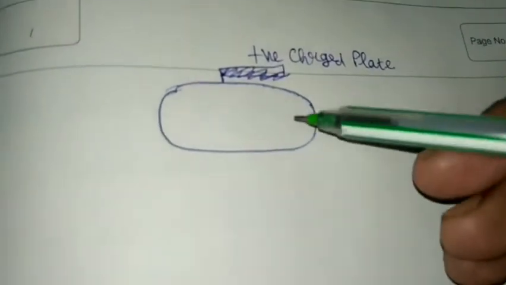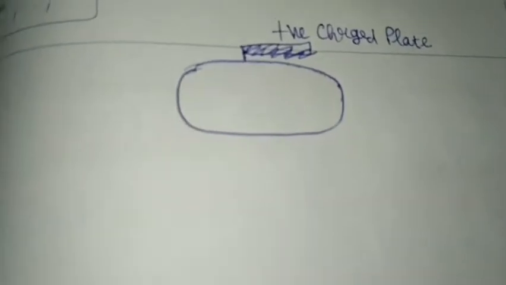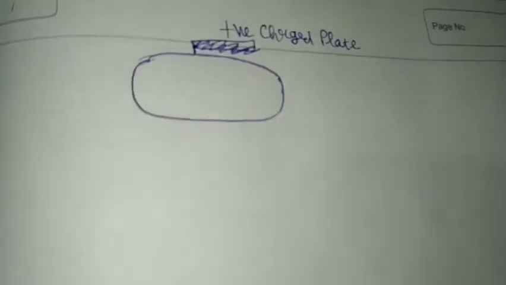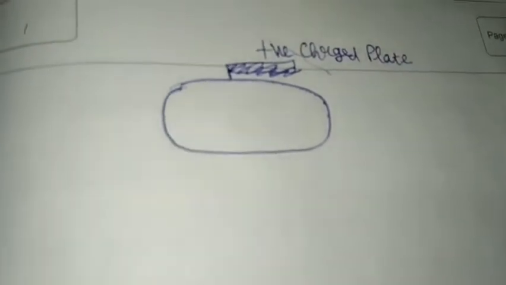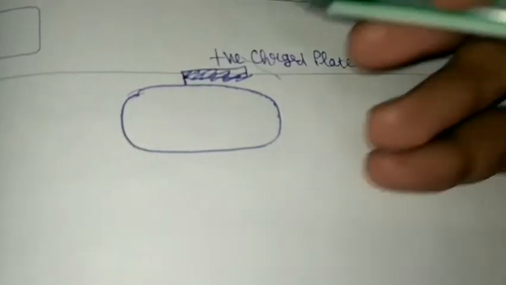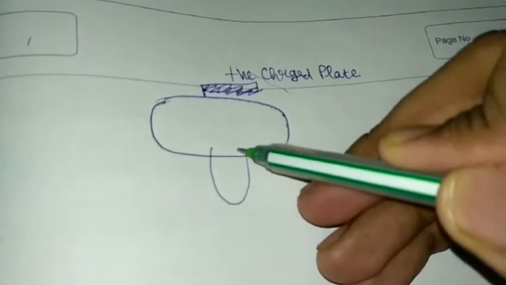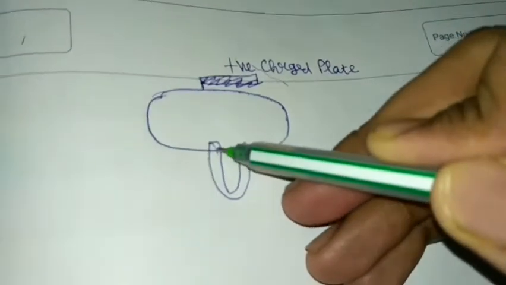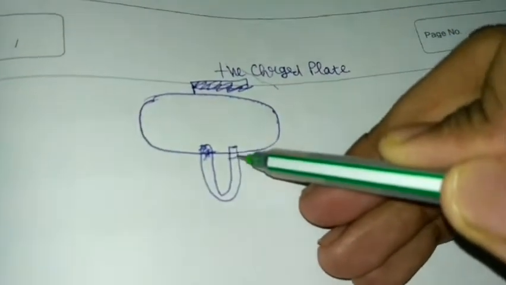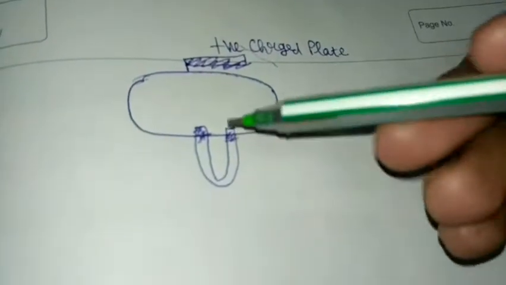Charged plate. Okay, so this is basically what we can say electric field, as I said just now. Positively charged plate means it actually creates a field around it. And one more thing, we also keep some magnet like this. Okay, we also keep a magnet so that a magnetic field is produced.